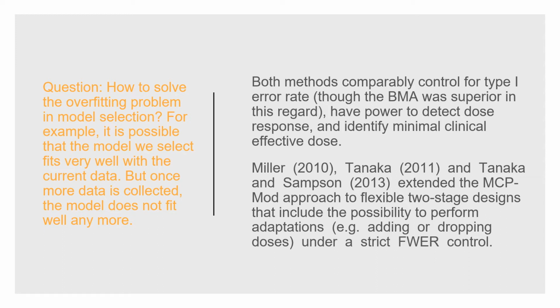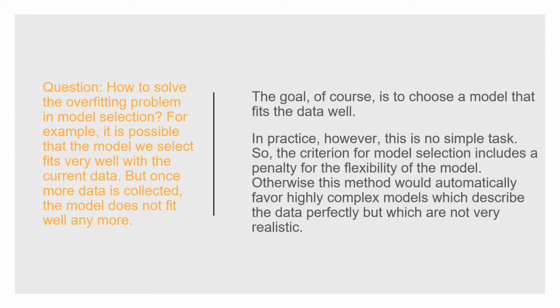It includes the possibility to perform adaptations to it, including adding or dropping doses under strict family-wise error rate control. And the goal, as always, is to choose a model that fits the data well. And because this is not easy, the criterion for the model selection includes a penalty for the flexibility of the model, which is another way to try to control for overfitting. So if you ever do consider this process, the selection criteria should include that penalty.